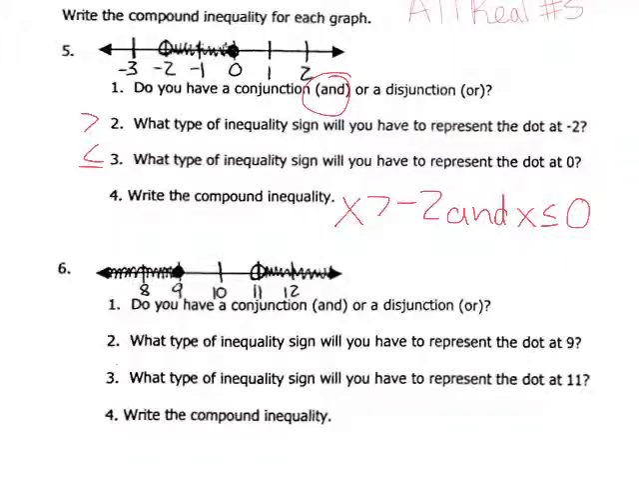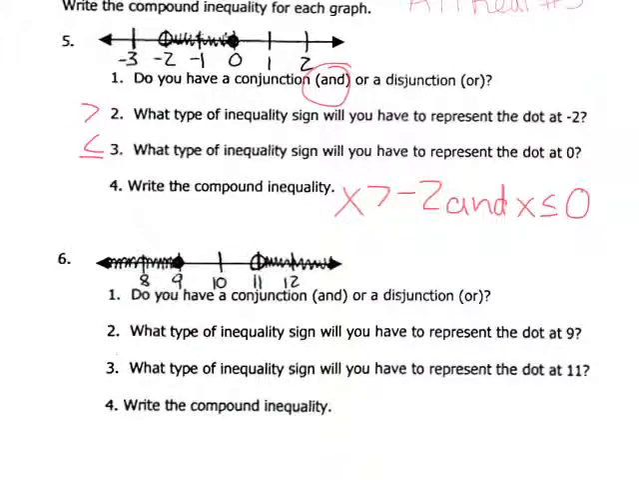All right. And then 6. Okay, 6. What kind of problem does 6 look like? This is an or problem, right? Going out from each other. What kind of shading do I have in comparison to 9? It's less than, and it's also equal to because of the solid dot. In comparison to 11, I'm shading greater than, and it's not equal to because it's an open dot. So I have x is less than or equal to 9, or x is greater than 11. And there's my inequality.